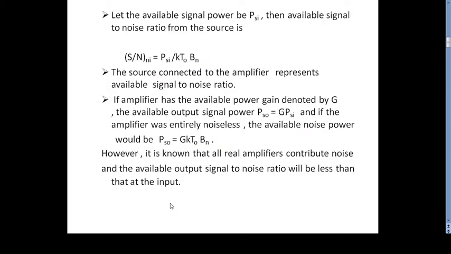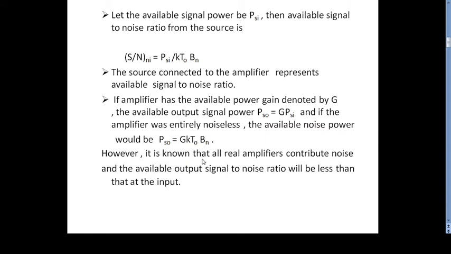Let us take the available signal to noise ratio. The signal to noise ratio is the available signal input power divided by k into T0 into Bn. The source connected to the amplifier represents the available signal to noise ratio. If the amplifier has available power gain denoted by G and the available output signal power is denoted by Ps0, and if the amplifier were entirely noiseless, the available output noise power would be G into k into T0 into Bn.